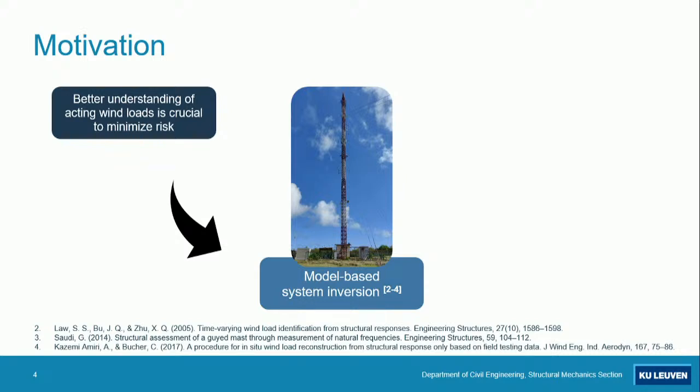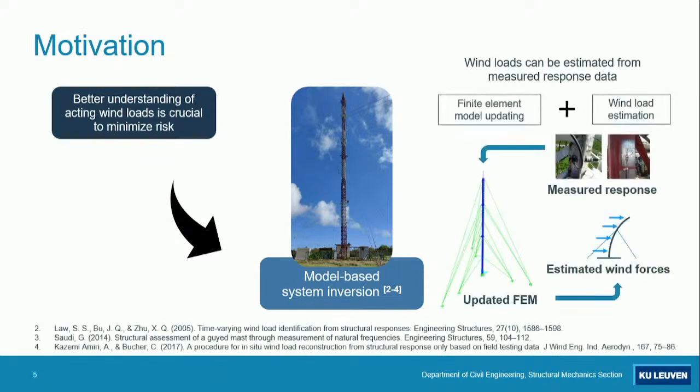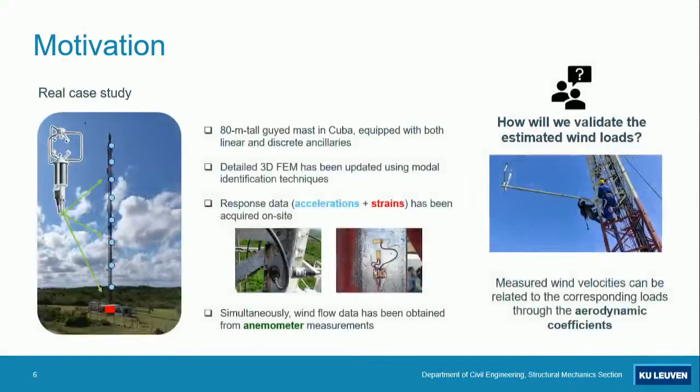So just to clarify what we mean by the model-based system inversion, in a conventional design process, you would take the design wind loads and use these with the model of the structure to predict the response. Here we take the inverse path where we use measured response coming from a set of accelerometers and strain gauges, and with the model of the structure we try to reconstruct the wind loads which drove the response that was recorded. So that is the subject of the PhD.